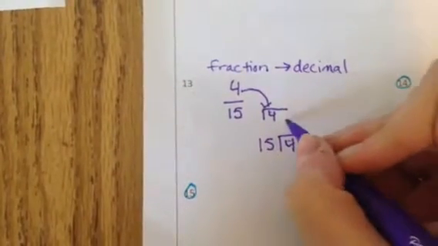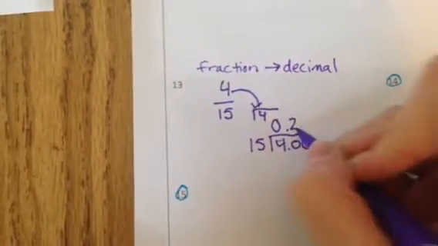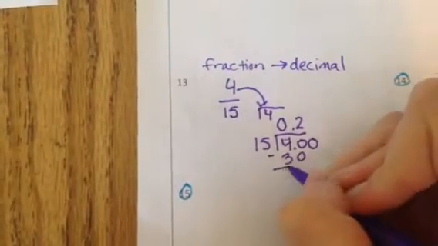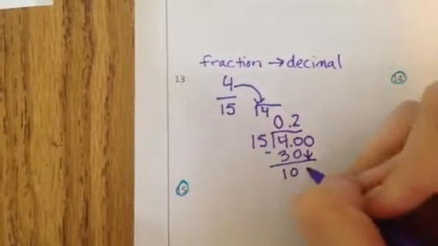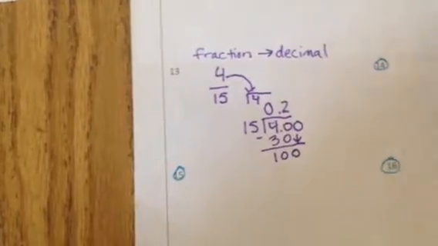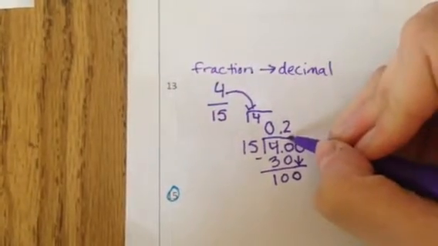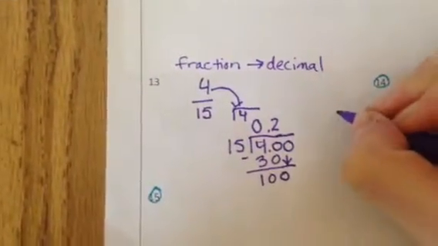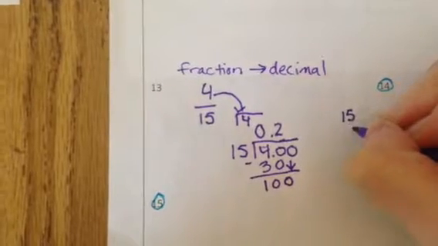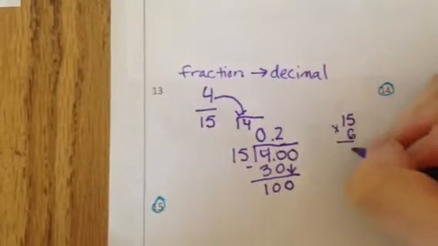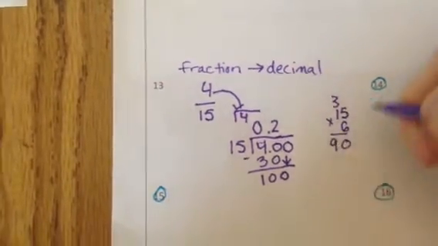So 15 goes into 4 0 times. 15 goes into 40 2 times. Subtract, I get 10, bring down the 0. And then 15 goes into 100. Let me check that. Let's see if it goes in 6 times. Yeah, 6 times.